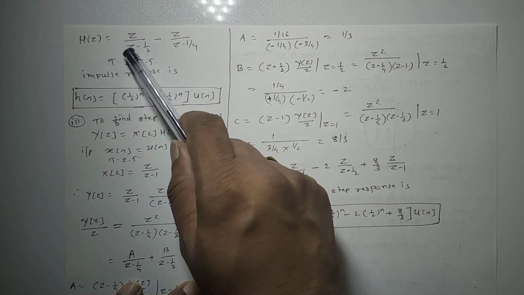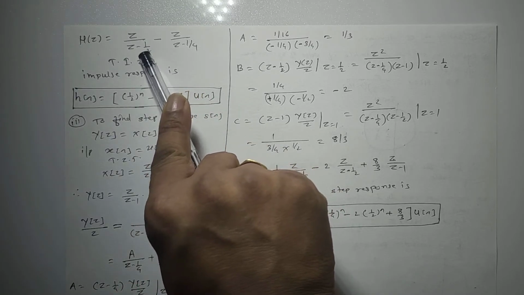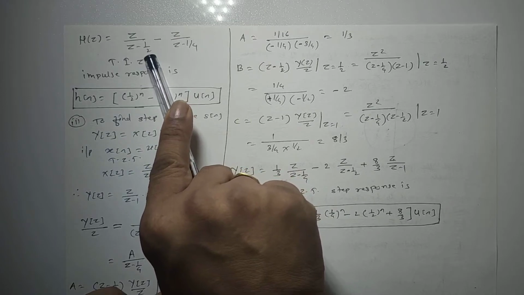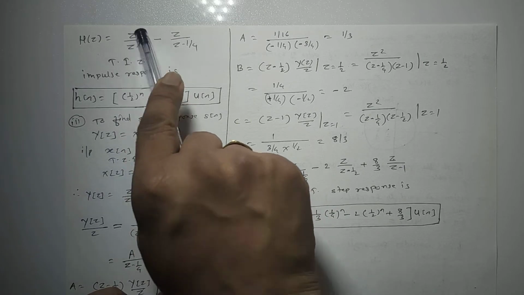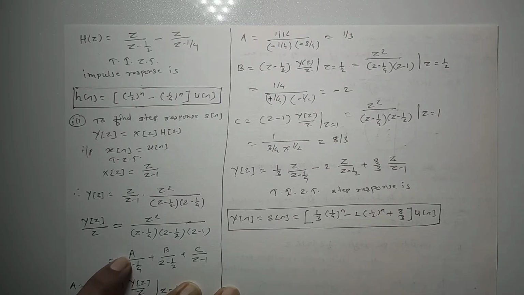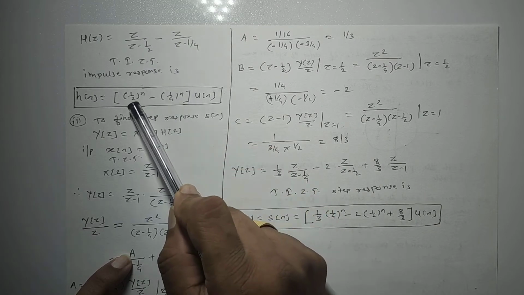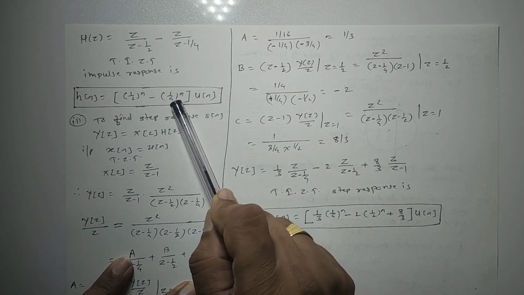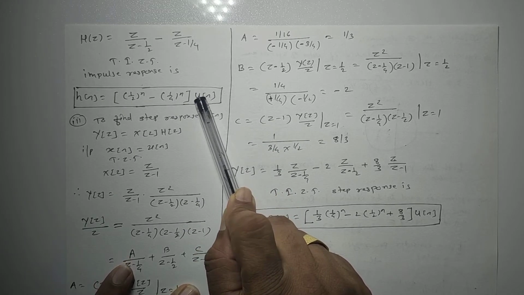What is the inverse z transform of z upon z minus a? It is a raised to n u(n). So the inverse z transform of this will be half raised to n u(n), and the inverse z transform of this will be 1 by 4 raised to n u(n). This is the impulse response.